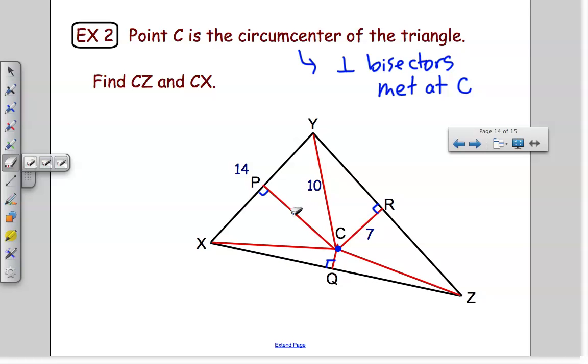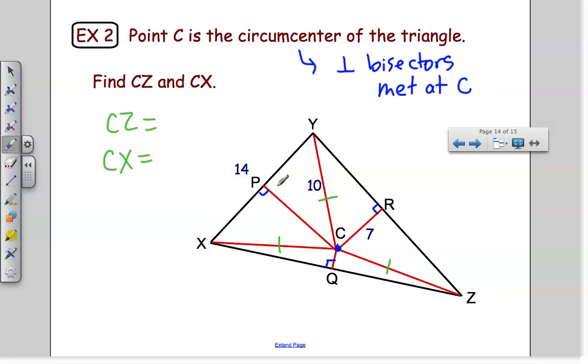Well, what's great about the circumcenter? We know the circumcenter is equidistant to the vertices. Because again, if I think of this perpendicular bisector, C should be equidistant to Y and Z. If I think of this perpendicular bisector, if C is on that, it should be equidistant to X and Z, so that gets 1 tick mark. And similarly, if this is a perpendicular bisector, C is equidistant to X and Y. So all of these should be the same length. This should help me find CZ and CX.